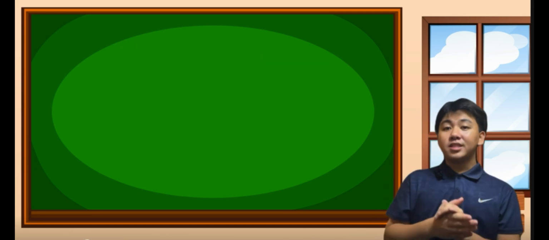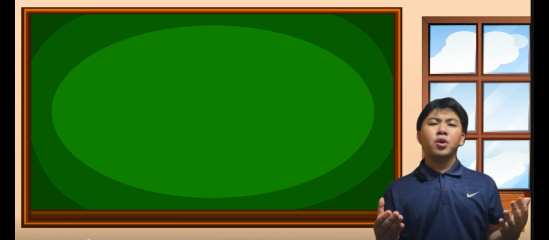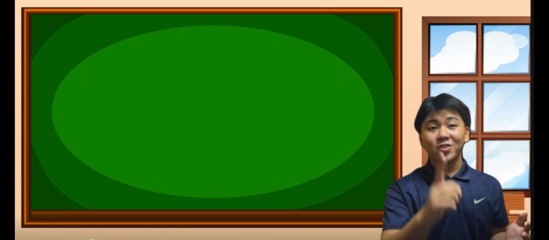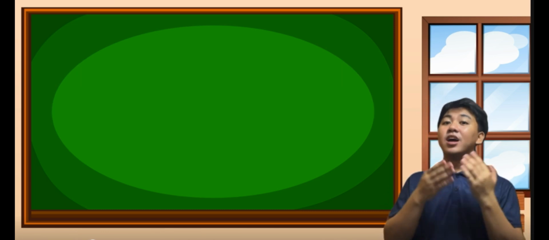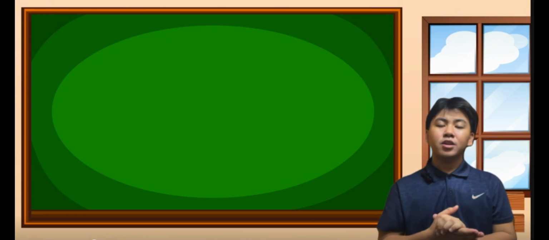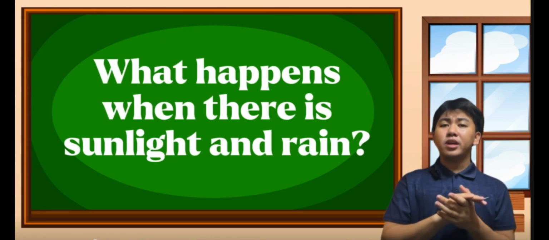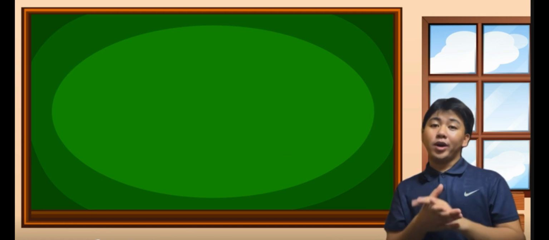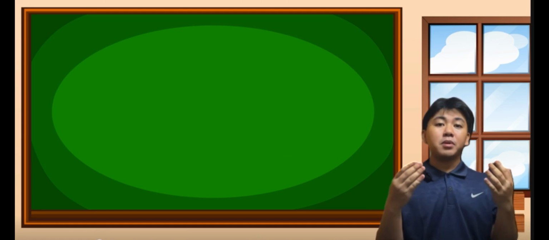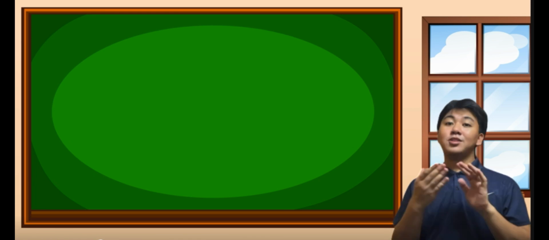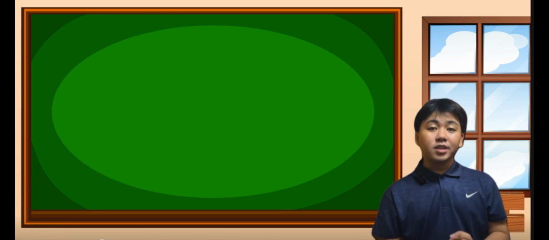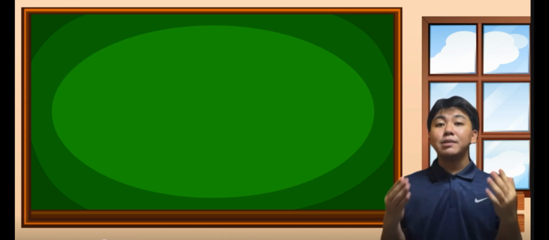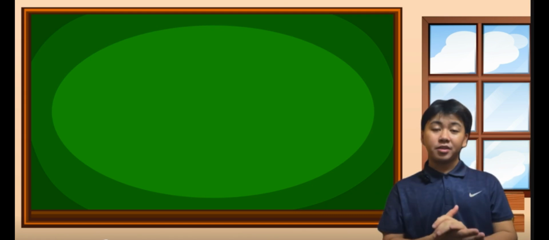Now, what do you notice about the words we form? Yes, all of these things are found in nature. Where do we see sunlight, clouds, and rain? Correct, in the sky and around us every day. So, what happens when there is sunlight and rain? Exactly. The weather changes. Sometimes it becomes cloudy, sometimes it rains. All of these are connected to a very important natural process that makes water travel around the earth.